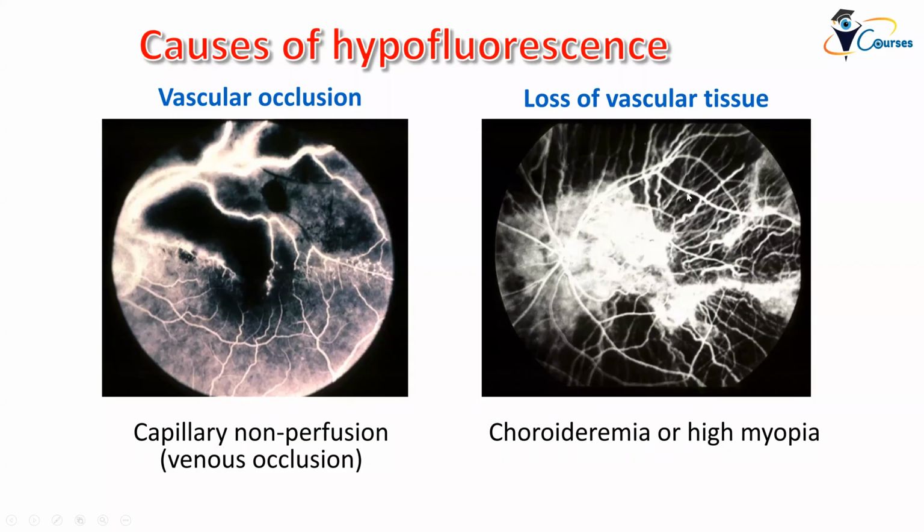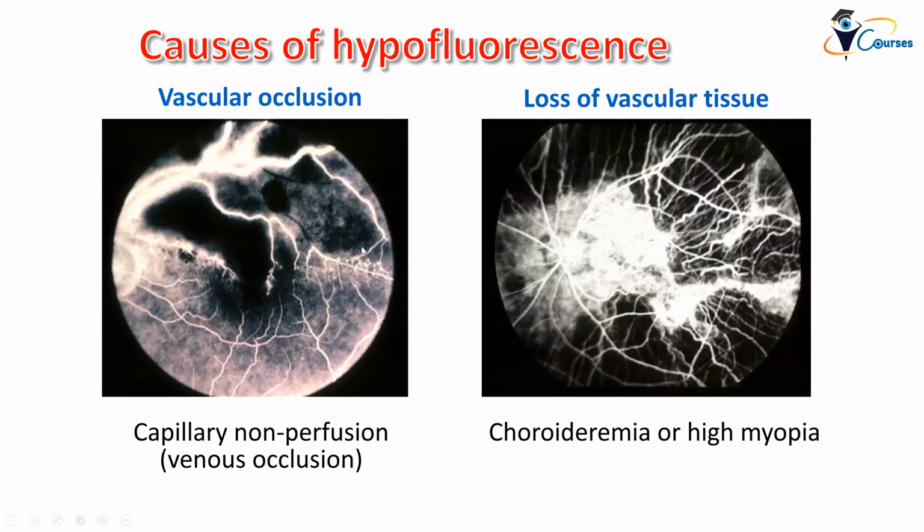Or the blood vessels could be intact, however there is loss of the vascular tissues. There is no vasculature in the first place. For example, in high myopia, the ocular wall will stretch, but this will not correspond to an increased amount of blood vessels. So this will result in areas that don't have a vascular blood supply. The same thing with choroideremia, where there is degeneration of the choroidal blood vessels. So this will show areas of hypofluorescence due to degeneration of the blood vessels.